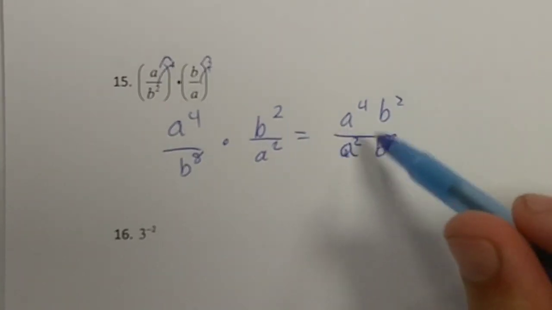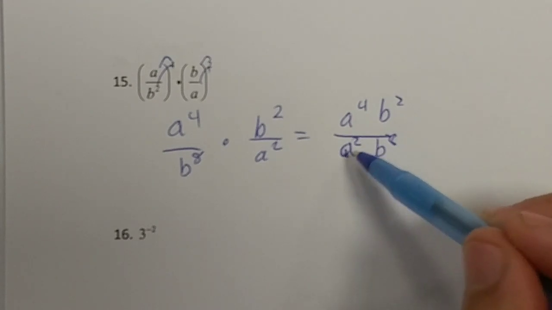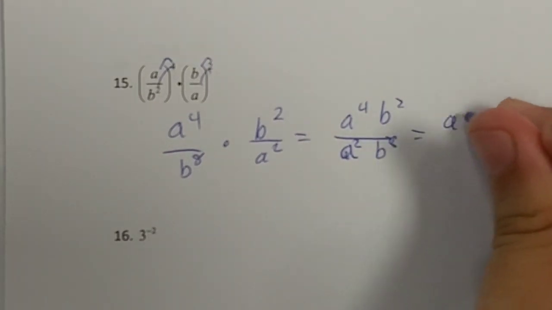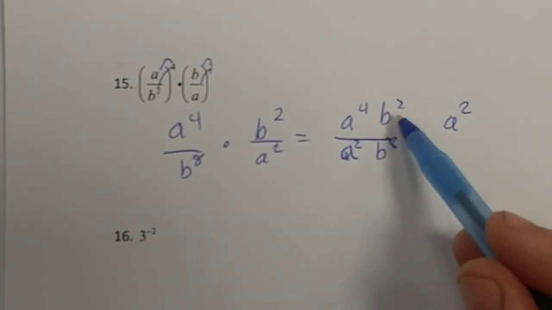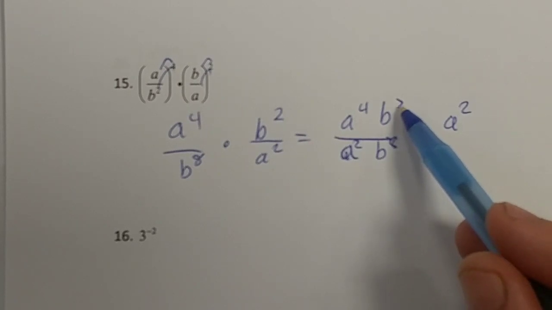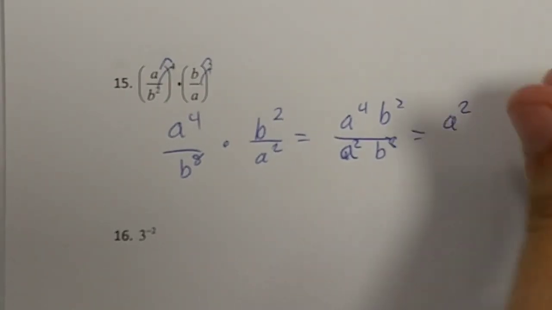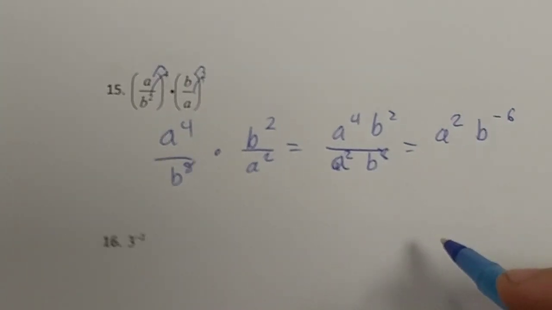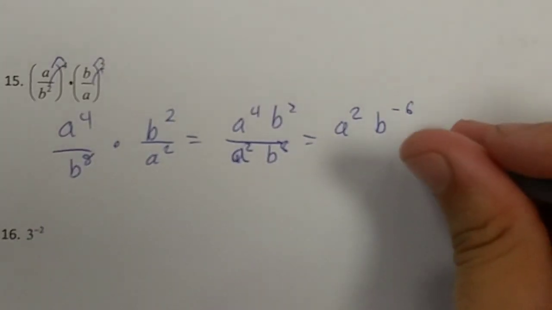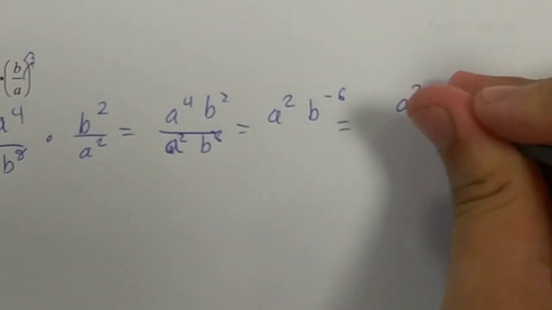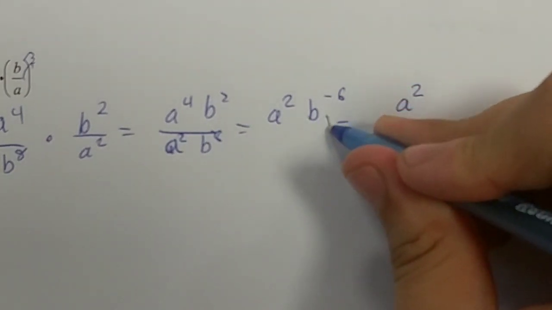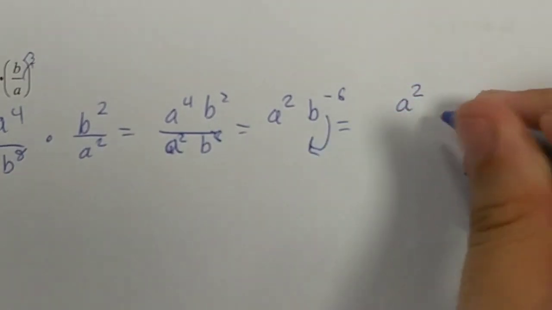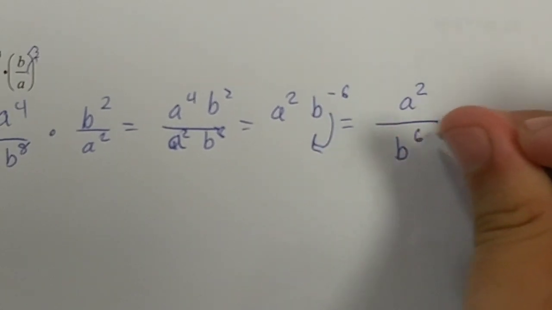Now I can subtract each one separately. So a to the 4th minus a to the 2nd is a to the 2nd. B to the, this would have been 2nd, divided by b to the 8th, is b to the negative 6. Now my big issue is that I don't like negative exponents. So your final answer is a to the 2nd, and to make this exponent positive, I move it to the basement, which in this case is b to the 6.